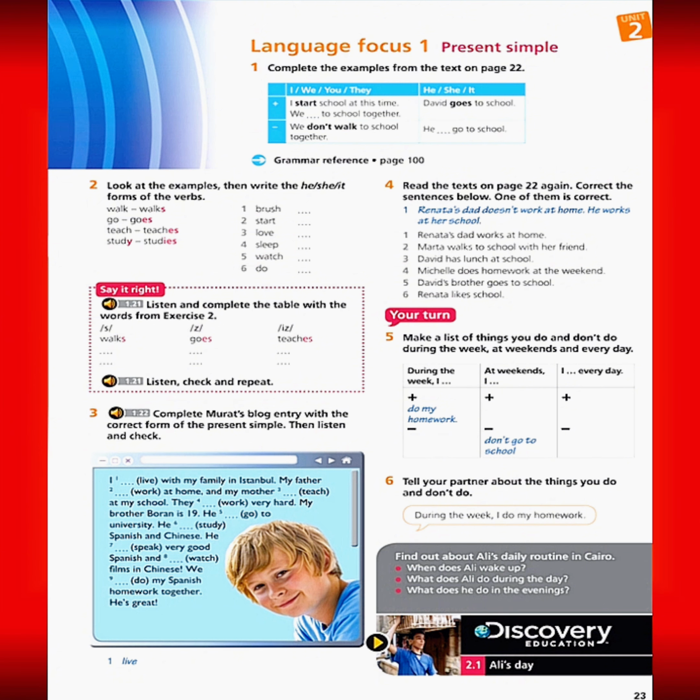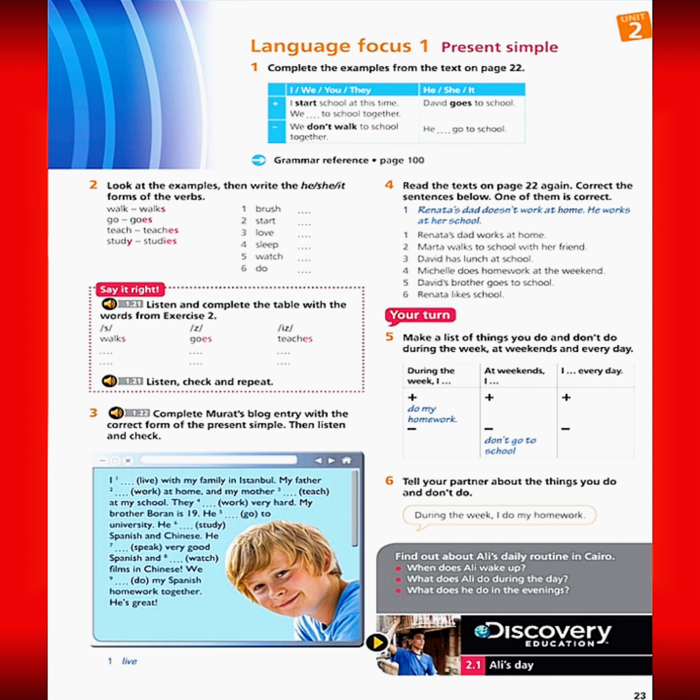Section 1. Complete the sentences with the affirmative or negative form of the verbs in brackets. Pause the video, and once you are ready, go ahead, unpause, and resume for corrections.